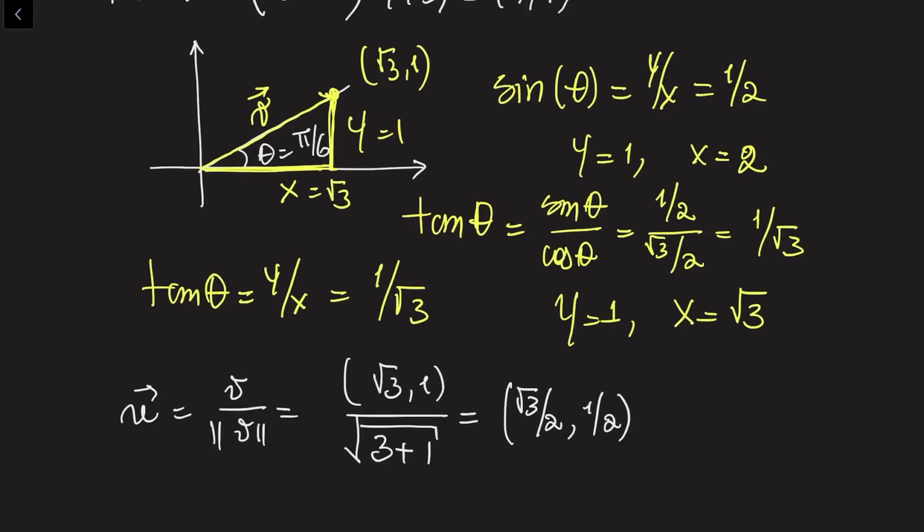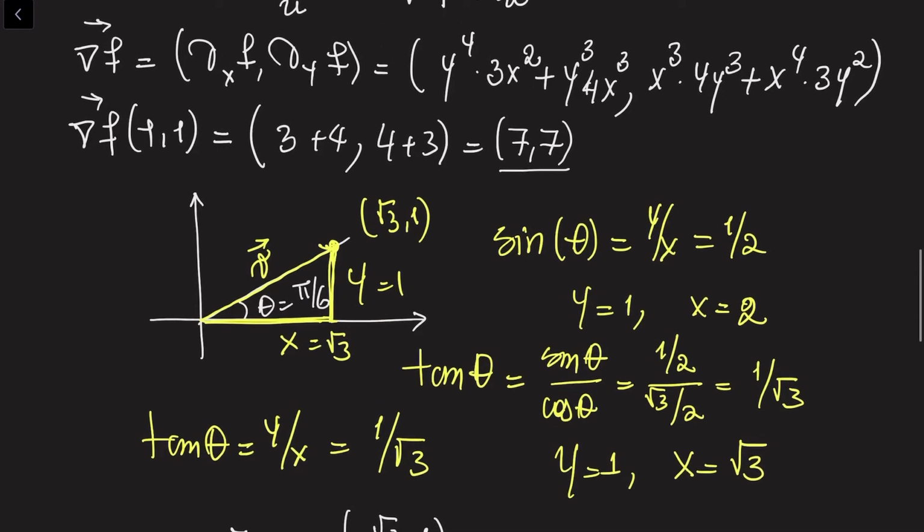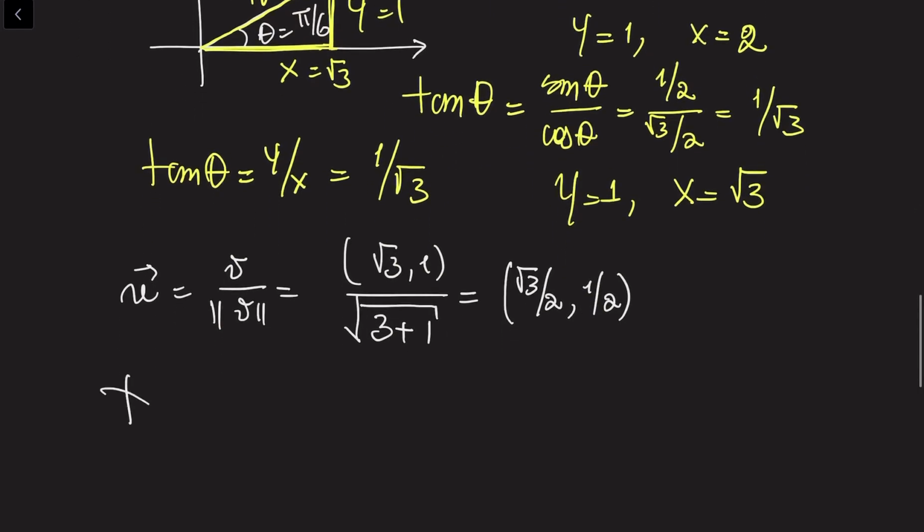So what we are going to do is we just need to multiply this vector as a dot product with the gradient of this function at this point (1, 1). Right? So the directional derivative of this function in the direction of u is going to be the gradient of this function at this point (1, 1) dot product with the u vector.